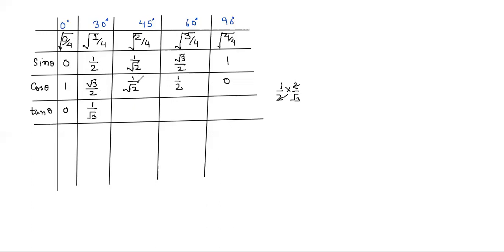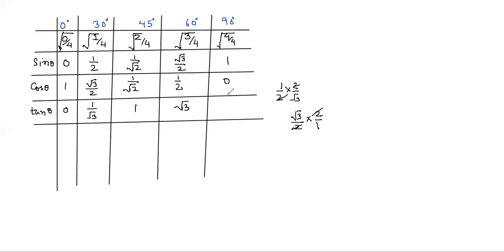And these are the same values, sine theta and cos theta. Both are equal to 1 by square root 2 at 45 degrees. So they will cancel each other and it will become 1. And when you divide square root 3 by 2 by 1 by 2, it will become 2 by 1. And this will get cancelled. Therefore, the value of tan 60 degree is square root 3.